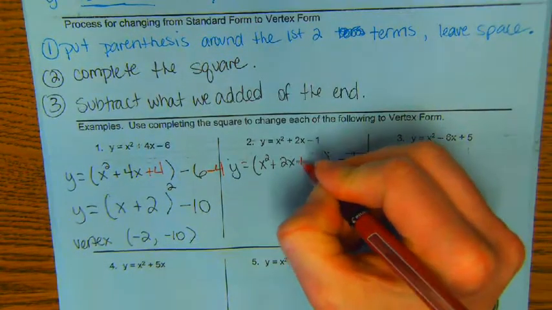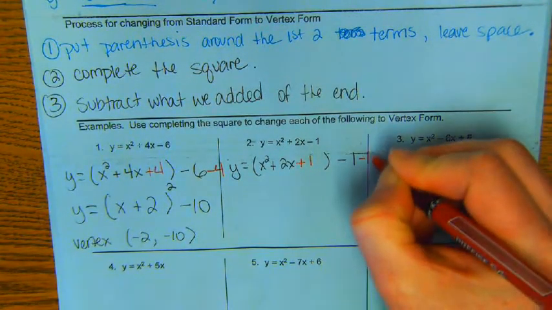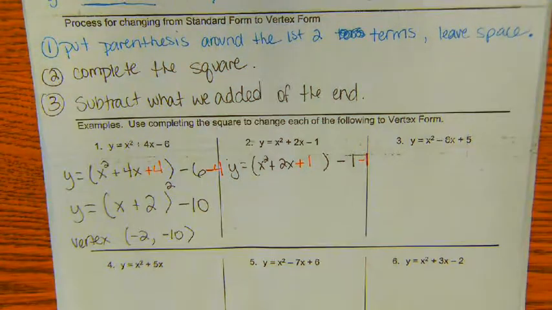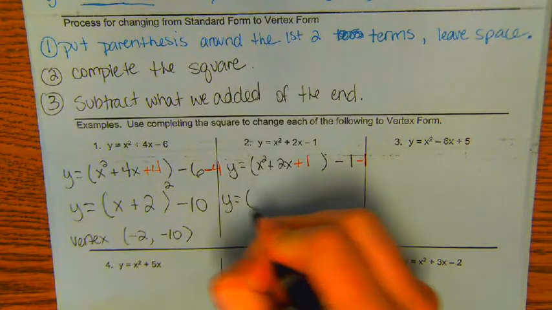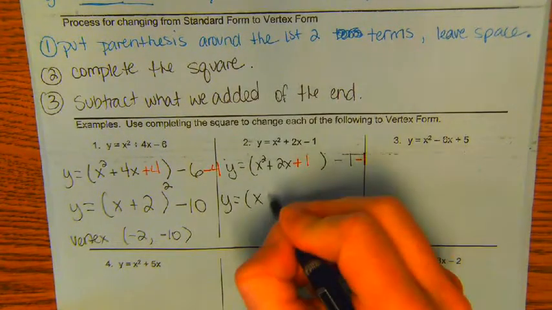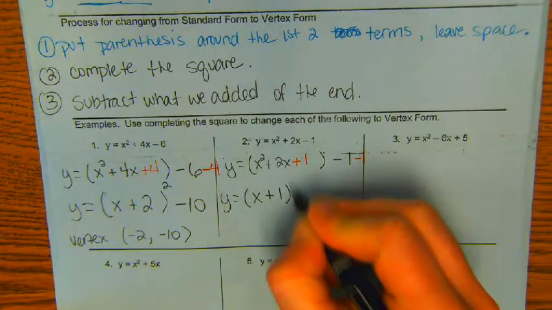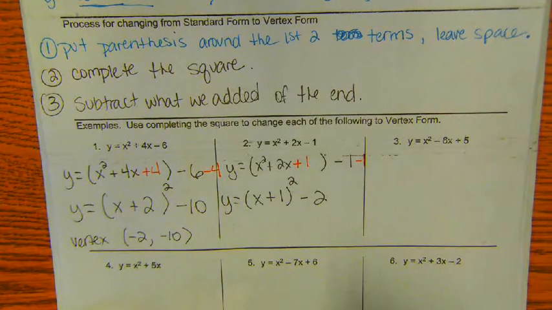I have a +1 here. To keep the equation the same, I write a -1 here. Because +1 minus 1 is 0, right? Now I factor it. What's x squared plus 2x plus 1? How do I factor it? X plus 1 parentheses squared minus 2.